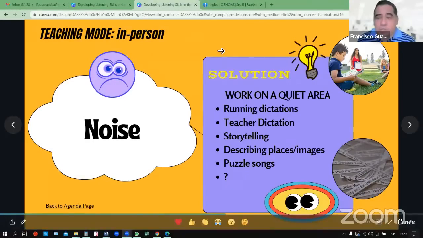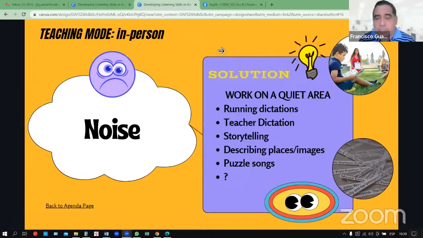If you get noise from the street, or from the other students that are doing activities outside near your classroom, okay, find a quiet area. Okay, go maybe to the basketball court or the soccer court, or maybe you have an area where nobody can interrupt. Take your students to that place, okay, and work on some different activities.